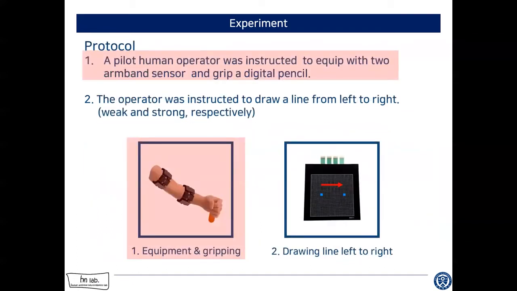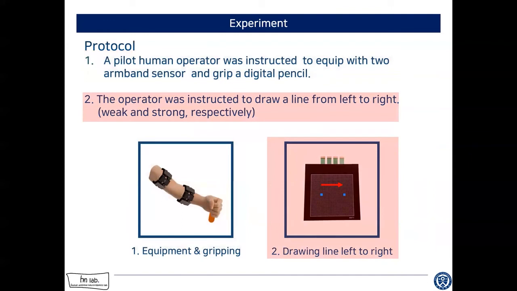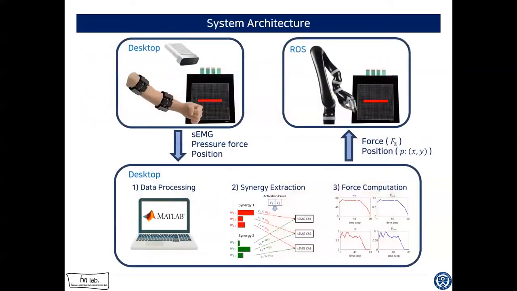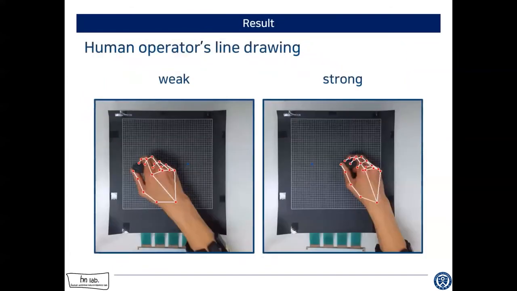The experiment protocol is as follows. First, the pilot human operator was instructed to equip 2 armband sensors on his upper arm and forearm. Then he was guided to grip a digital pencil. Second, the operator was instructed to draw a line on the pressure mat from left to right, applying weak and strong strengths respectively. This slide shows the overall system architecture.